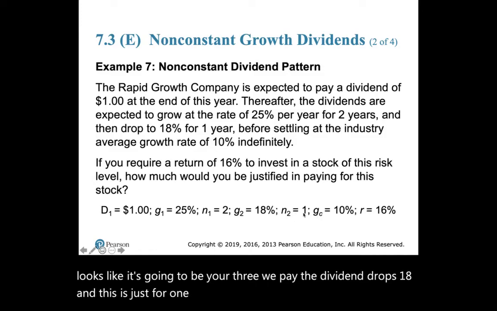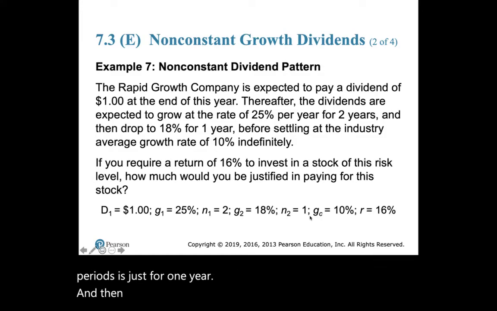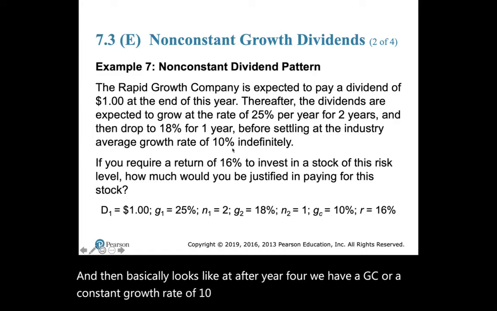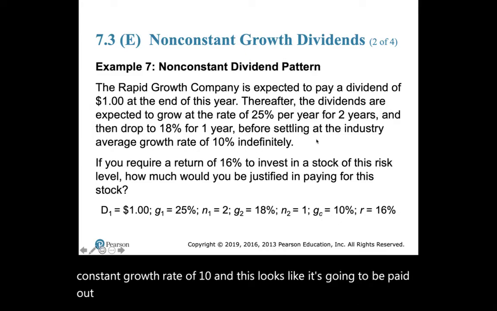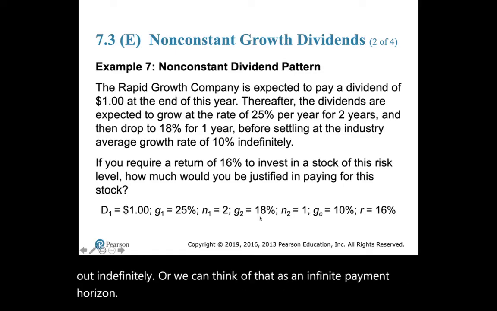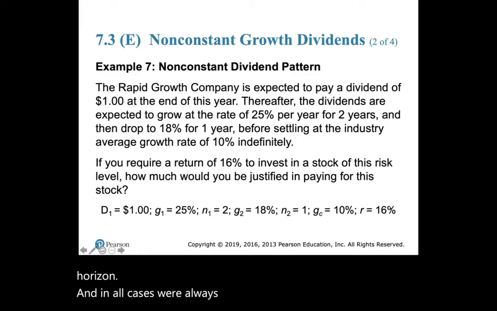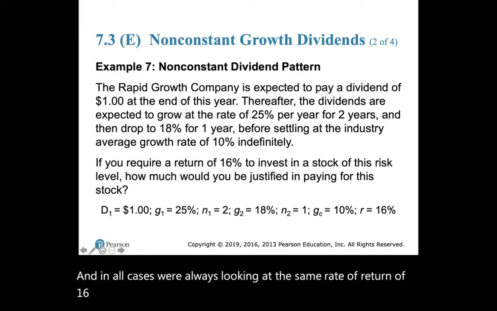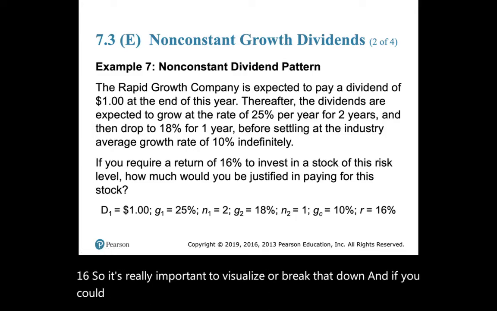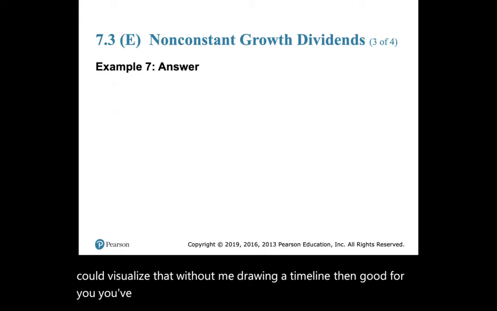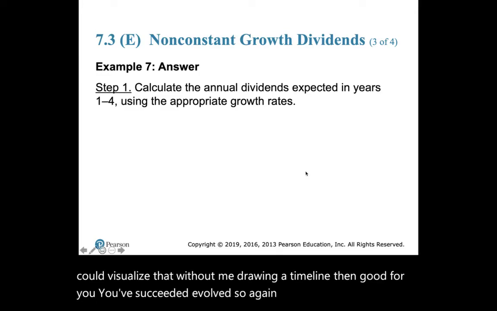So the number of periods is just for 1 year, and then basically it looks like after year 4, we have a GC, or a constant growth rate, of 10%. Okay, and this looks like it's going to be paid out indefinitely, or we can think of that as an infinite payment horizon. And in all cases, we're always looking at the same rate of return of 16%. So it's really important to visualize or break that down. And if you could visualize that without me drawing a timeline, then good for you. You've succeeded. You've evolved.